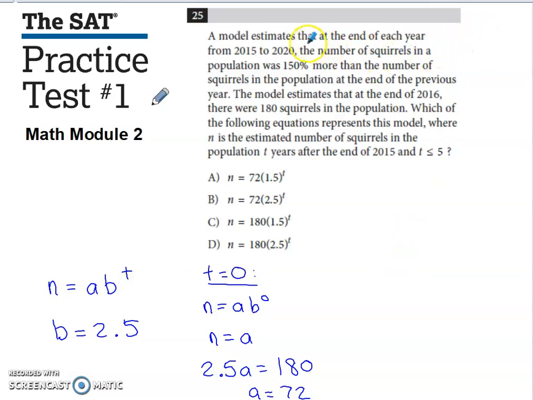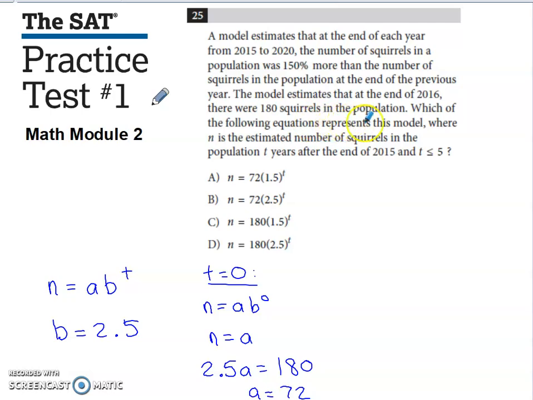So this SAT problem says that there's a model that estimates at the end of each year from 2015 to 2020, the number of squirrels in a population was 150% more than the number of squirrels in the population at the end of the prior year. The model estimates that at the end of 2016, we had 180 squirrels in the population.